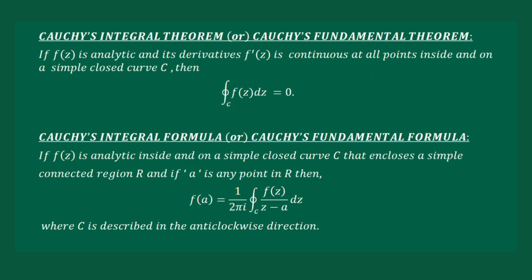Which means that if you consider a closed curve C, inside this curve at all points the function f of z is analytic. If this condition exists, then we can say that the integral over C of f of z dz is equal to 0. That is what this theorem states. That is, it is given that f of z is analytic at all points inside and on the simple closed curve C. That is the meaning. Then the integral of f of z dz is equal to 0.